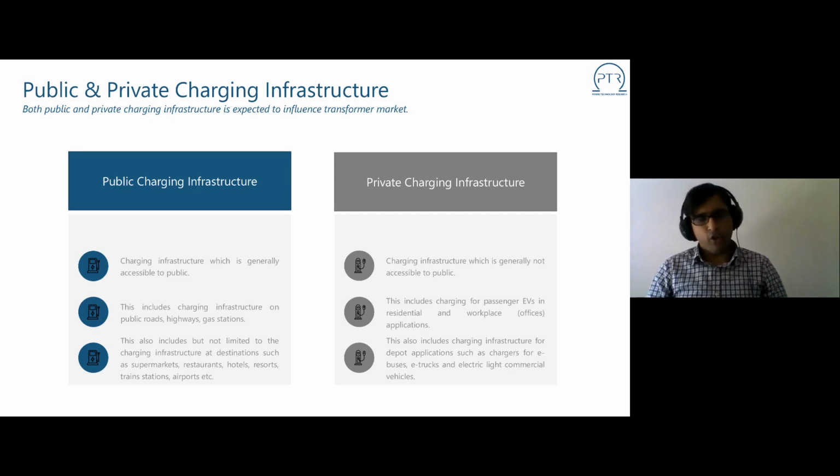However, the private charging infrastructure would include charging infrastructure which is generally not accessible to the public. So it includes not only employee parking charging in different companies, but also the depot charging by the fleet operators of commercial vehicles. That includes the last mile delivery vehicles, and also electric trucks. So a very different set of dynamics exist in the private charging infrastructure, and both are supposed to impact the transformers market moving forward.